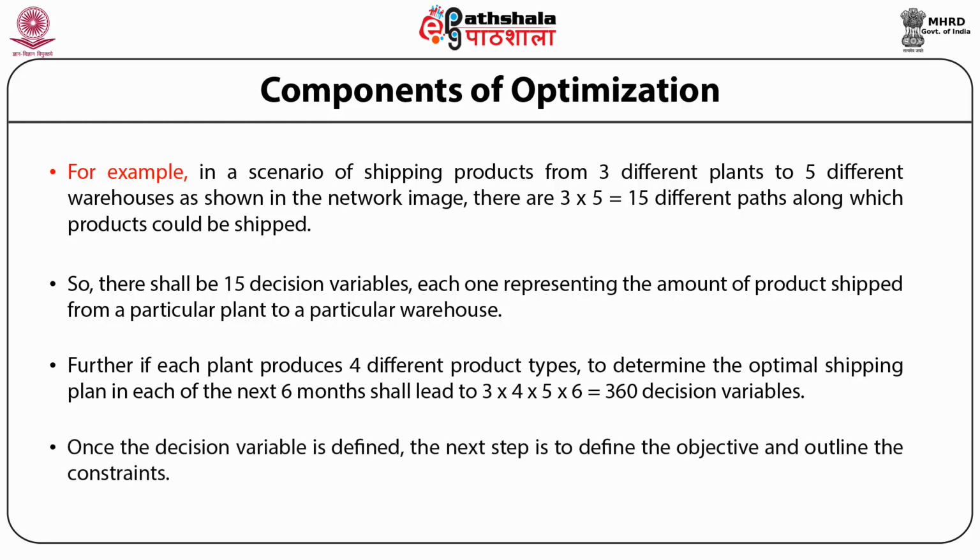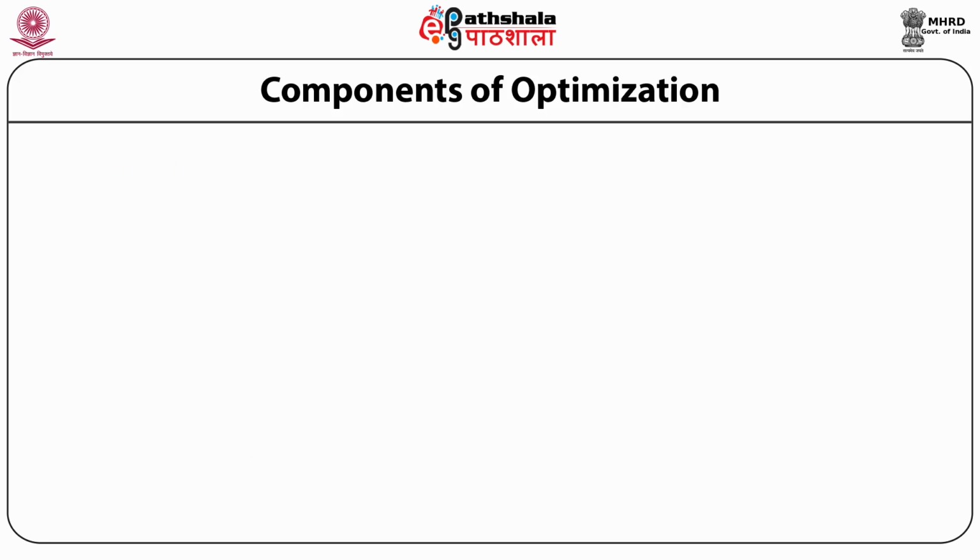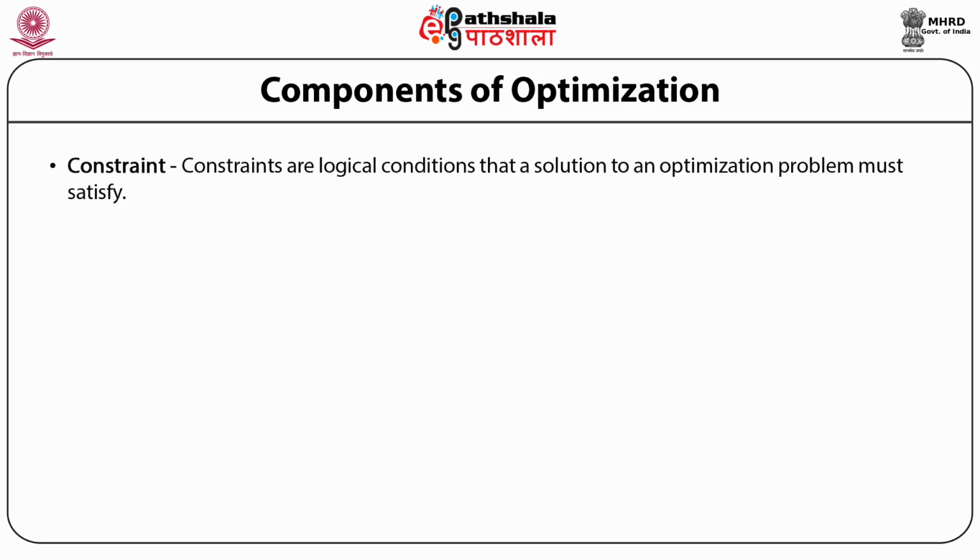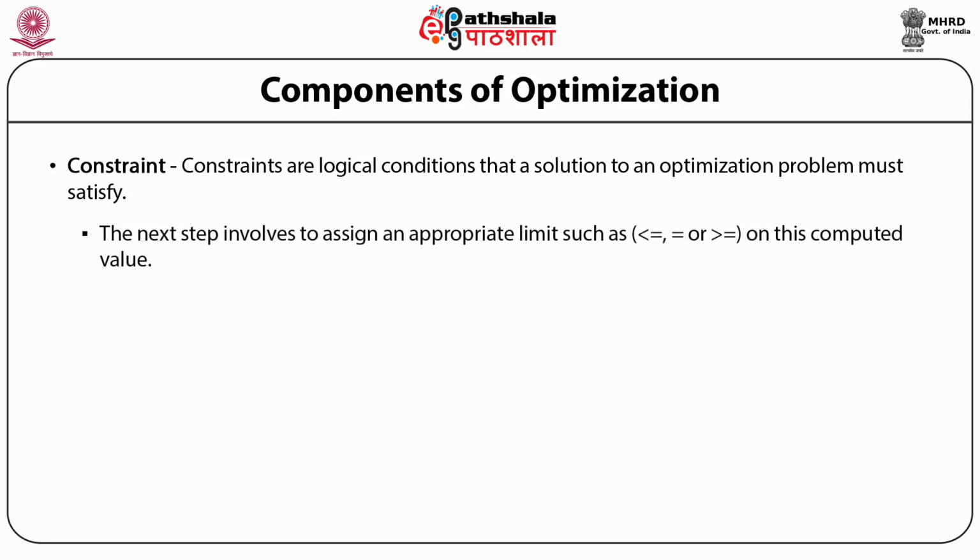Once the decision variable is defined, the next step is to define the objective and outline the constraints. Second, the constraint. Constraints are logical conditions that a solution to an optimization problem must satisfy. They reflect limiting conditions to real world situations such as resource allocation, budgets, production capacity, market demand, available funds, etc. To define a constraint, it is essential to compute the value of interest using the decision variables. The next step involves assigning an appropriate limit, such as less than or equal to, equality, or greater than or equal to, to this computed value.